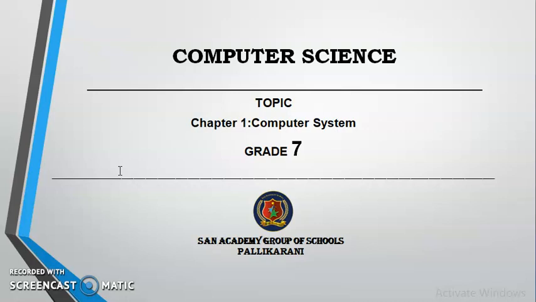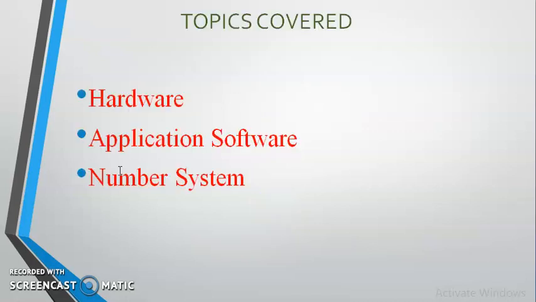Yes, it has a monitor. Yes, then a keyboard, then a mouse. So all of you know what the components of a computer are, right? Okay, now let's move on to the chapter. So we are going to learn over here the hardware, the application software, and the number system.